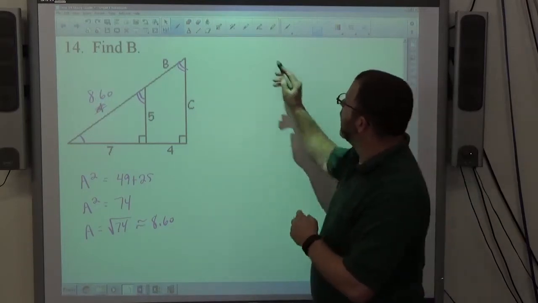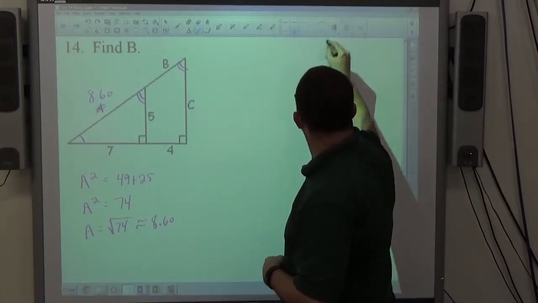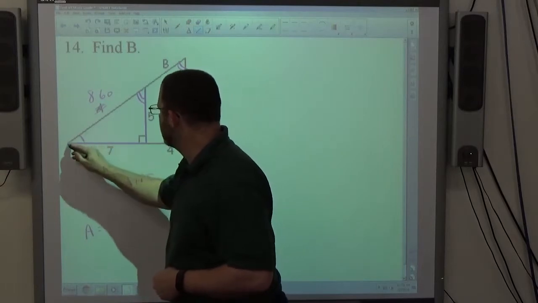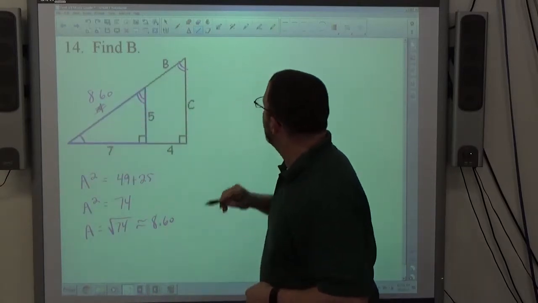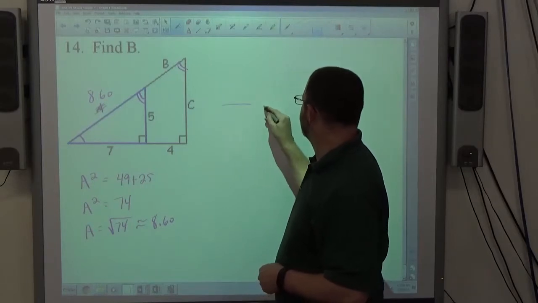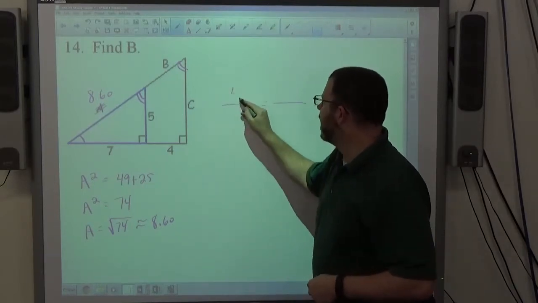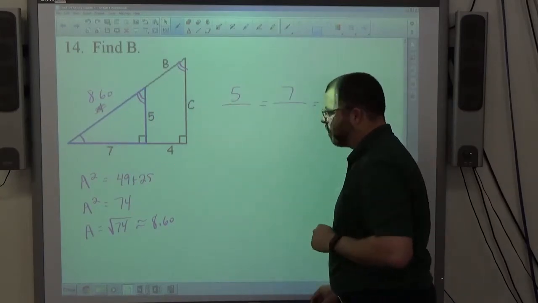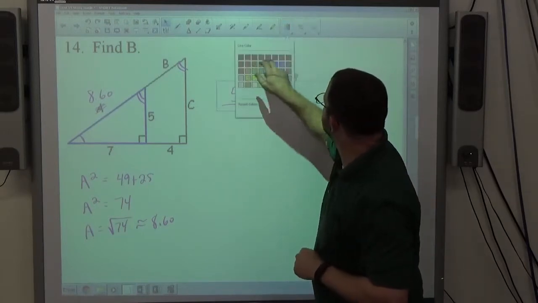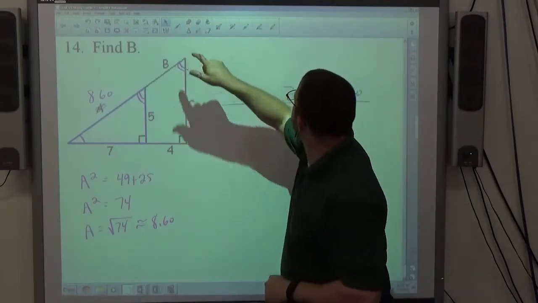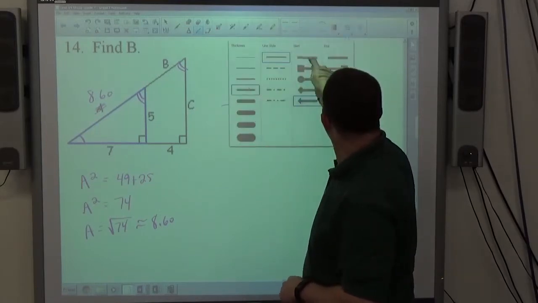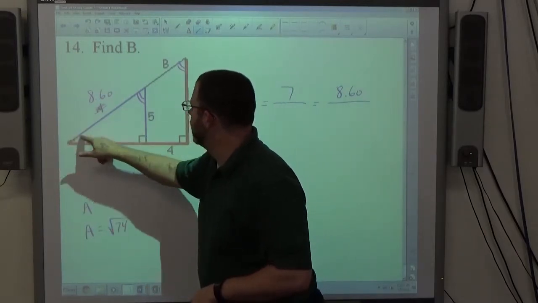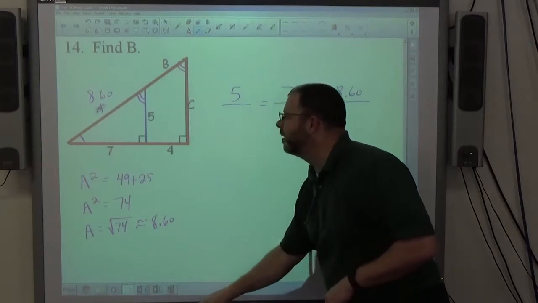So again, looking at the smaller of the two triangles. I'm talking about here, here, and here, those three sides. I know that 5, 7, and 8.60, the three sides of that triangle can go on top of that portion. Let's put all that in blue. Then if we look at the bigger triangle, look at those three sides, those correspond to the other three sides.